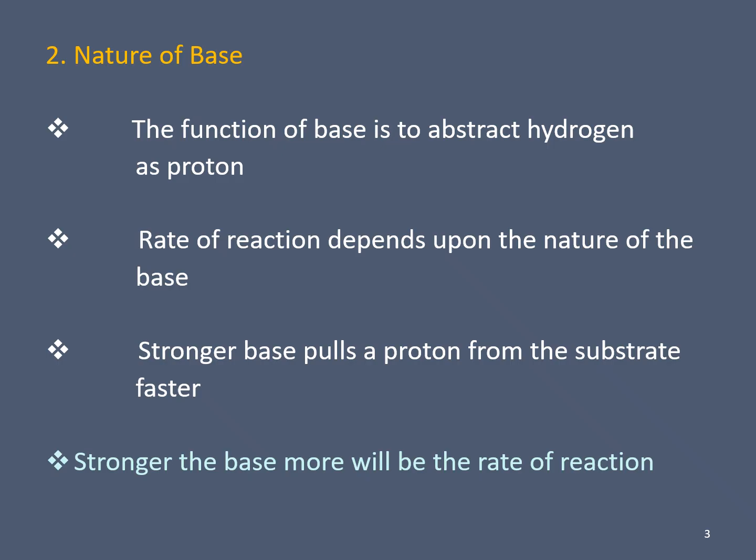Like this, the nature of the base affects E2 elimination reactions. The points are: the function of the base is to abstract hydrogen as a proton, and stronger bases pull a proton from the substrate faster, and that's why stronger bases will increase the rate of the reaction when compared to a weak base. That means the stronger the base, the more will be the rate of reaction.